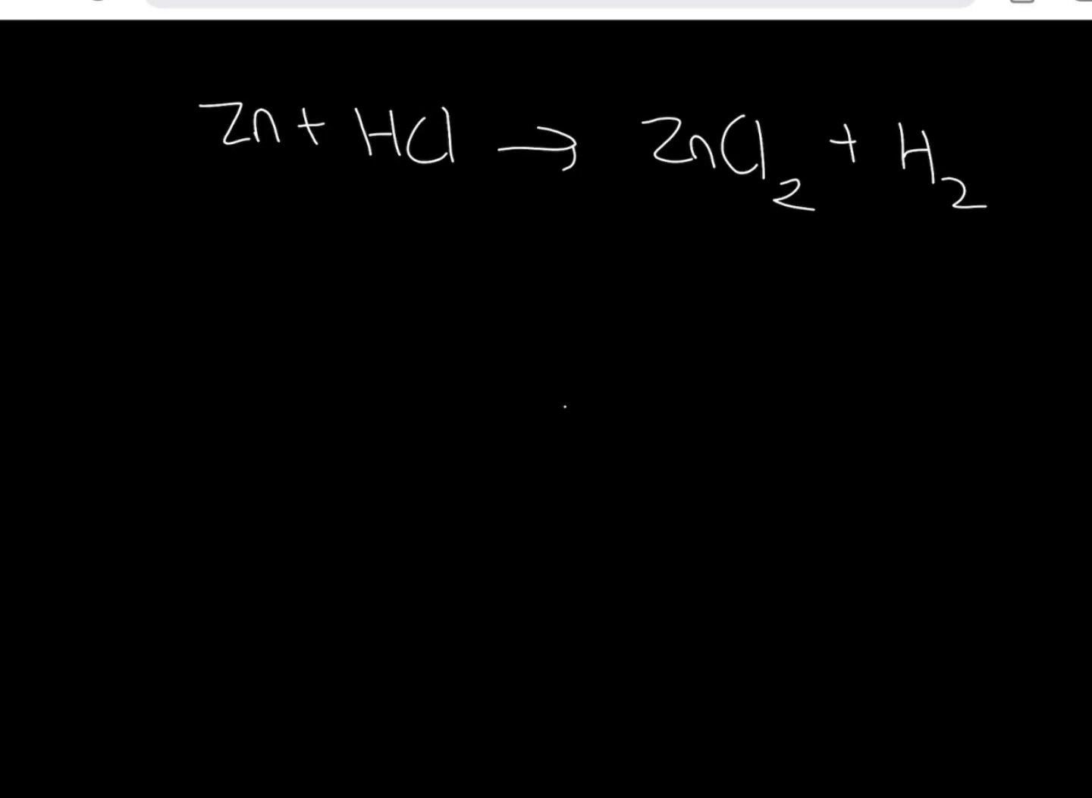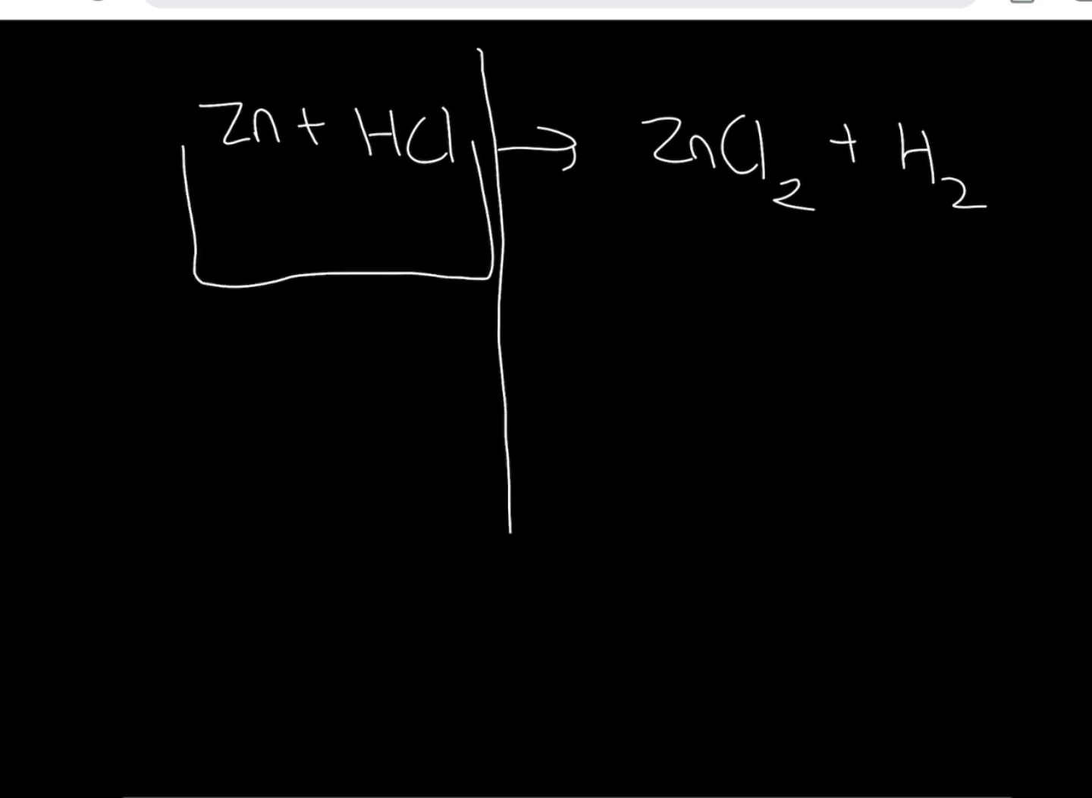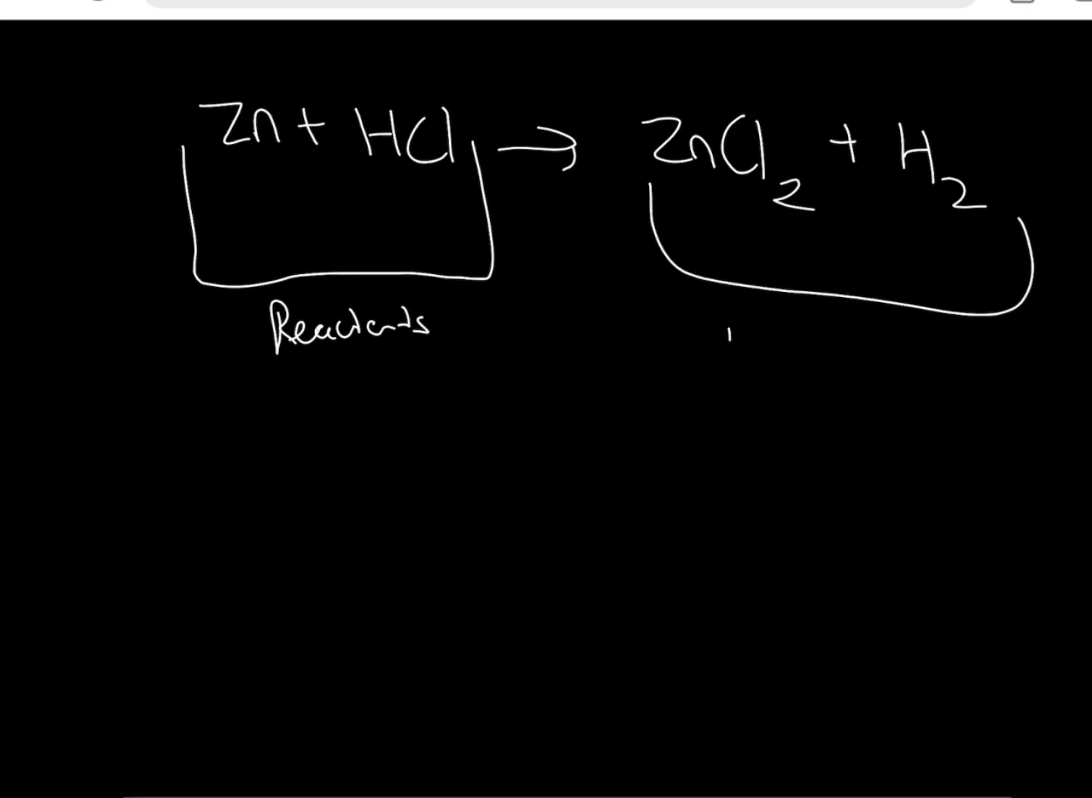How to balance chemical equations. Before getting into balancing chemical equations, you should know that there's a left side and a right side, separated by this arrow. The stuff on the left side is called your reactants. The stuff on the right side is called your products, okay?